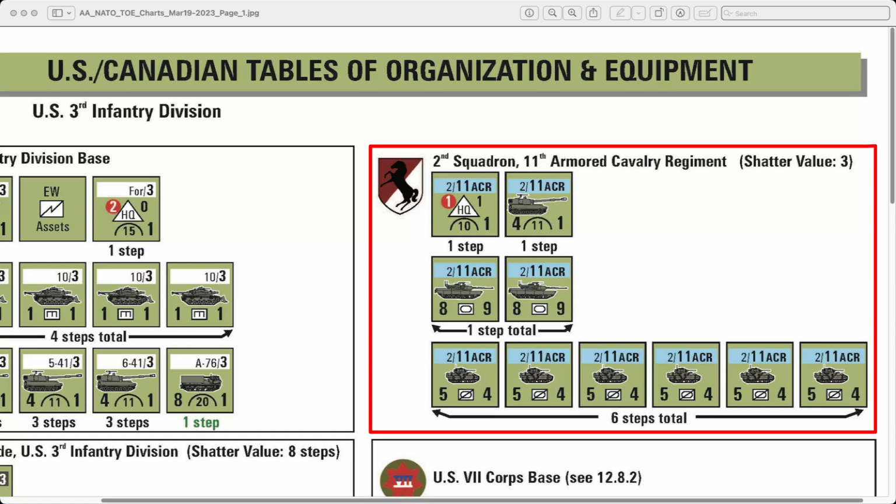Note that only the maneuver units, the M1 Abrams units and the M3 Bradley units, shown inside the red outline, are termed cavalry units and therefore eligible to screen. The headquarters unit and the artillery unit belong to an armored cavalry formation, but they are not considered cavalry units.